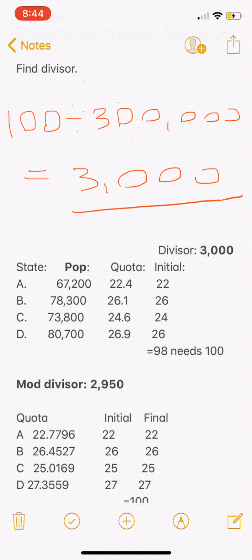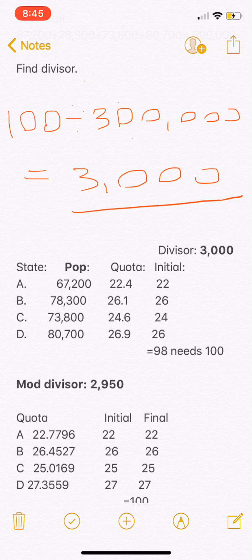Now, to find the quota for state A, we will need to divide 67,200 by 3,000. And the quota would be 22.4. For state B, it would be 26.1. C would be 24.6. D would be 26.9. And we will ignore the decimal part of the quota for the initial.